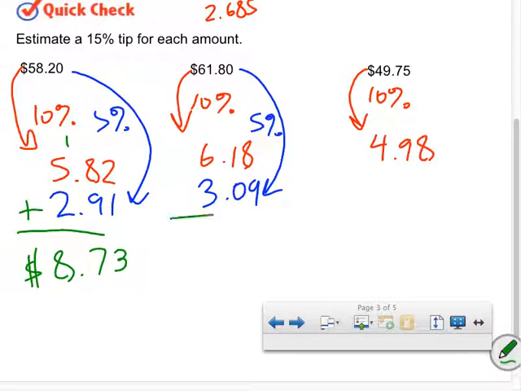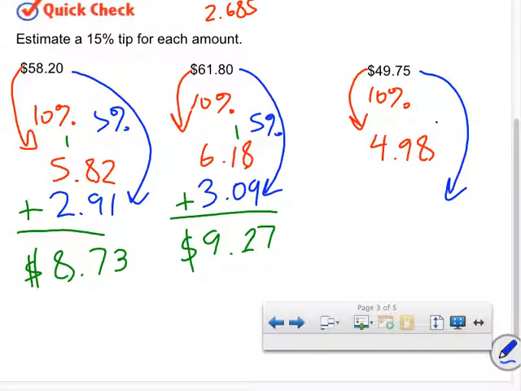Now, the first one and the second one, there's no round off error. This is exactly the amount of 15% of these numbers. Do you guys understand? When we start doing some rounding, you might get some errors. It might be off a little bit, okay? So let's go ahead and add these up. 9 and 8, 17, carry that. 2, 6, 3, and $9.27. What is 5% over here? $2.49.